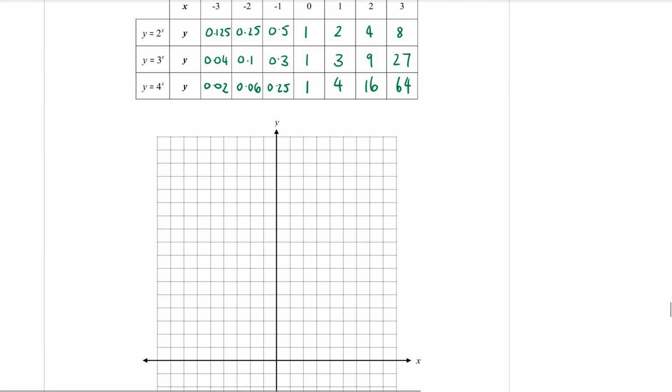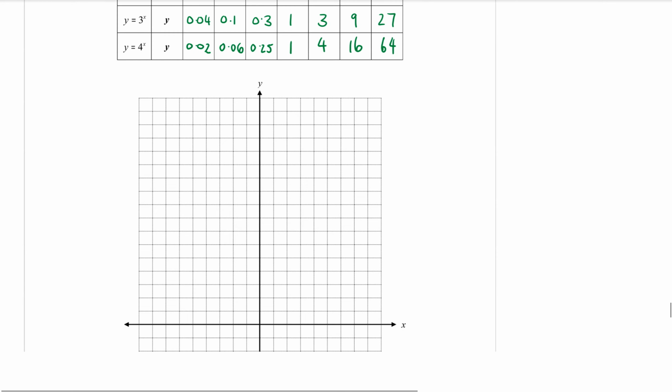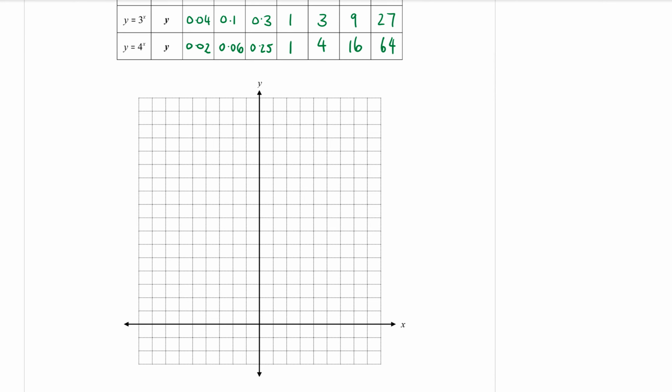So on the Cartesian plane that you've been provided, the axes are already on there for you. We don't need anything below that x-axis. Our x values are 1, 2, 3. I'm going to space it every second one just to help spread it out a little bit. And going to the left, negative 1, negative 2, negative 3.